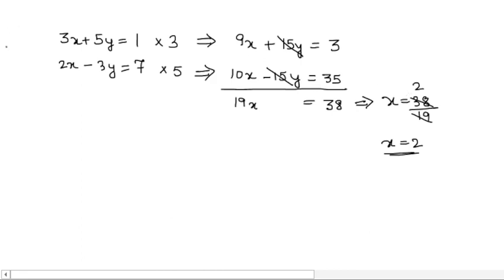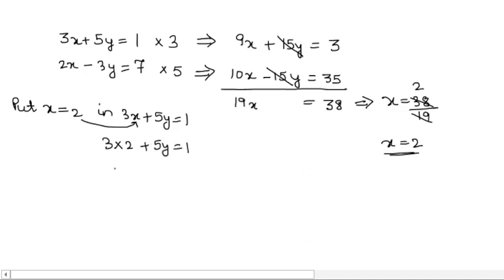Now we need to find the value of y. So for that we are going to be using the substitution method. So now we are going to be substituting x is equal to 2 in any of these two equations that you find easier to work with. I am substituting it in the first equation, which is 3x plus 5y is equal to 1. So when I substitute x is equal to 2 here in place of x, I get 3 times 2 plus 5y is equal to 1.